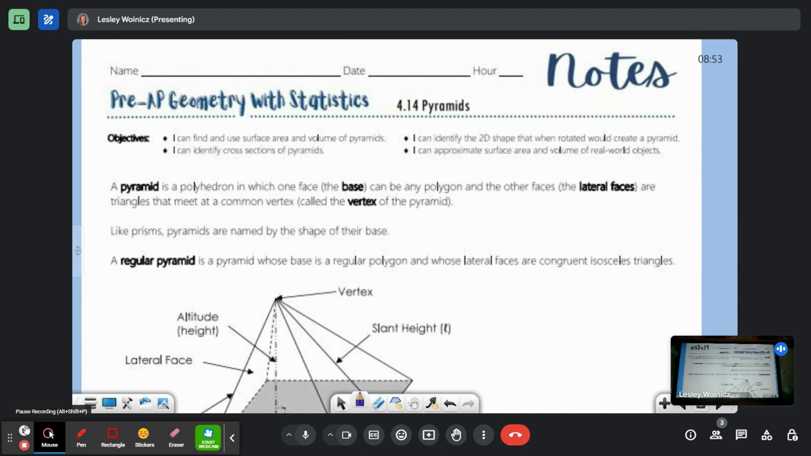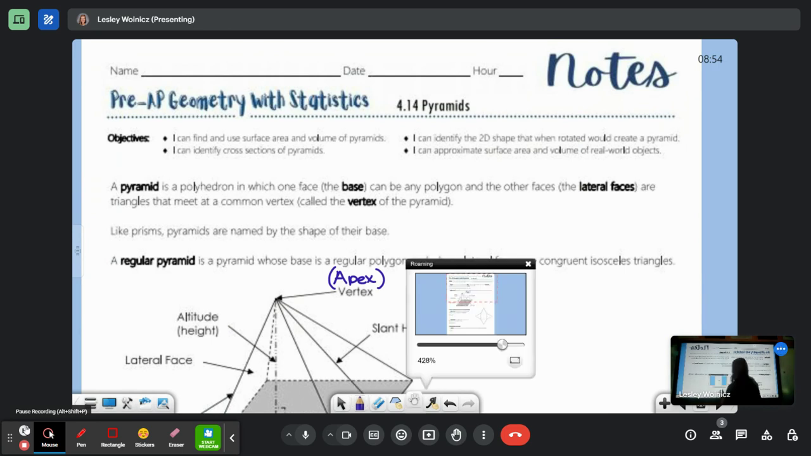A pyramid is a polyhedron, a many-sided figure, with one face that is the base, which can be any polygon, and the other faces, the lateral faces, are triangles that meet at a common vertex, sometimes called the apex. Like prisms, pyramids are named by the shape of their base. We already know that.